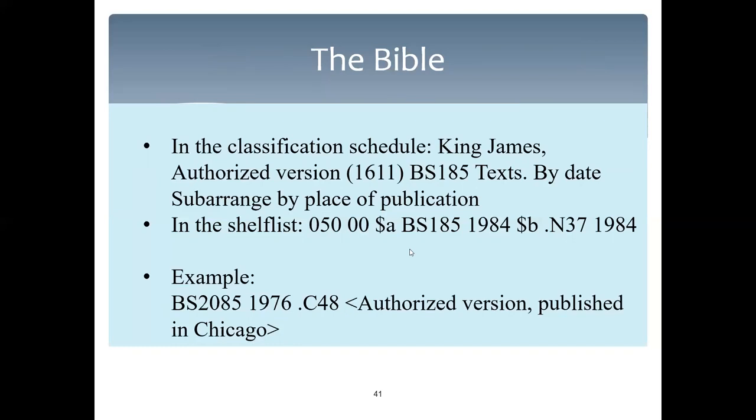Another example, this is an authorized version. It was published in Chicago in 1976. So we have our call number BS 2085, published in the year 1976, and then published in Chicago. And it tells us to organize them that way. By date, then subarrange by place.